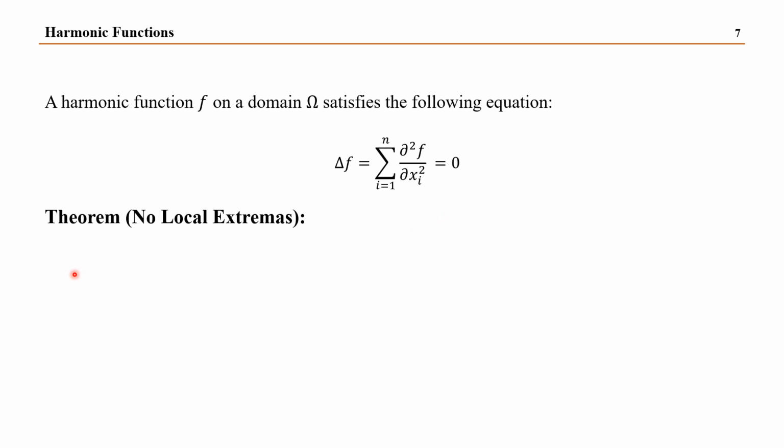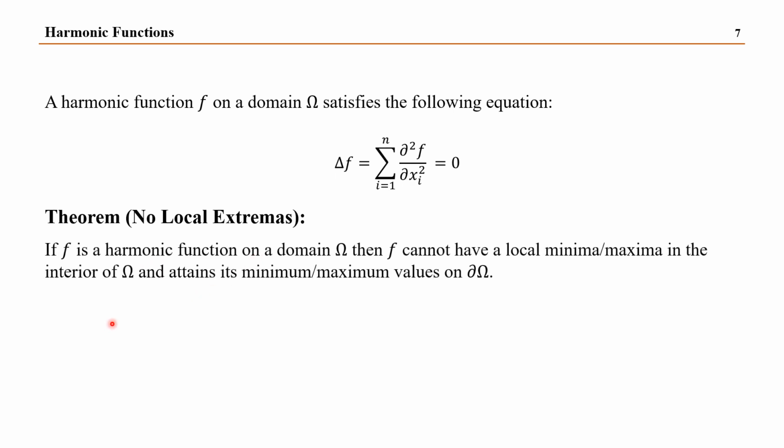Now, one of the most important theorems that give us one of the desirable characteristics of harmonic functions is called the no local extremas theorem. It states that if f is a harmonic function on a certain domain gamma, then we are sure that f cannot attain any local minima or maxima in the interior of gamma, and it only attains its maximum or minimum value on the boundary of gamma, which we denote by this symbol here. So this means that if we have a certain harmonic function, we cannot have any local minimas inside a certain domain, and we only have saddle points.